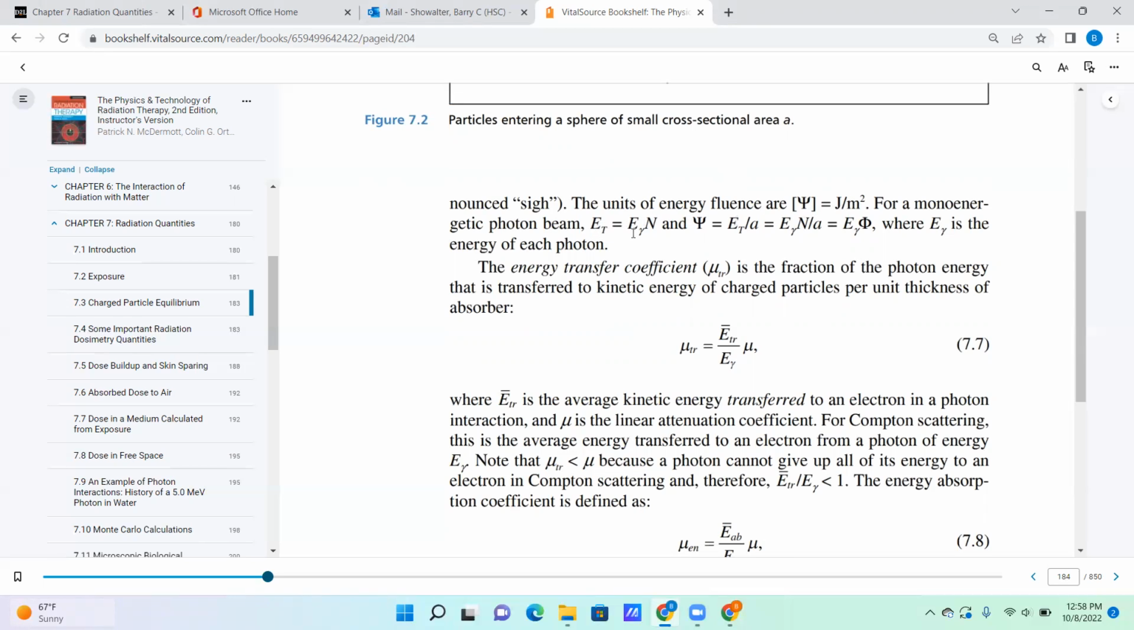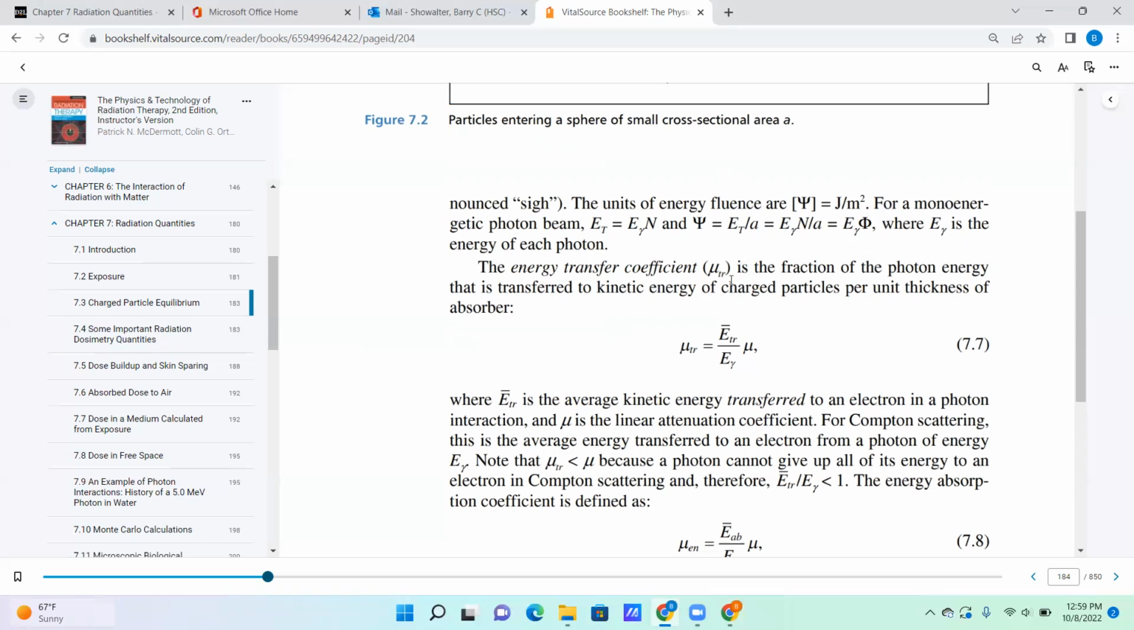So for a monoenergetic beam, the total amount of energy is going to be whatever the energy is of the photon coming in times the number that you have. And psi is going to be E sub T divided by A, or E sub gamma times N divided by A, or basically the energy of the photon times the fluence.